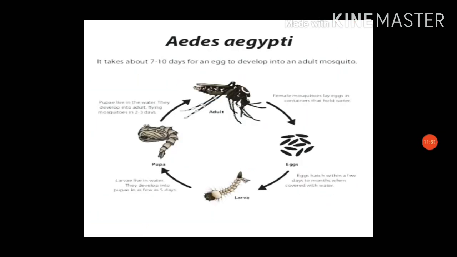So here is the life cycle of Aedes aegypti. It takes about 7 to 10 days for an egg to develop into an adult mosquito. So here is adult mosquito. Female mosquitoes lay eggs in containers that hold water. These are the eggs. Eggs hatch within a few days to months when covered with water. Here is the larva. Larvae live in water. They develop into pupa in as few as 5 days, and pupa live in the water. They develop into adult flying mosquitoes in 2 to 3 days.